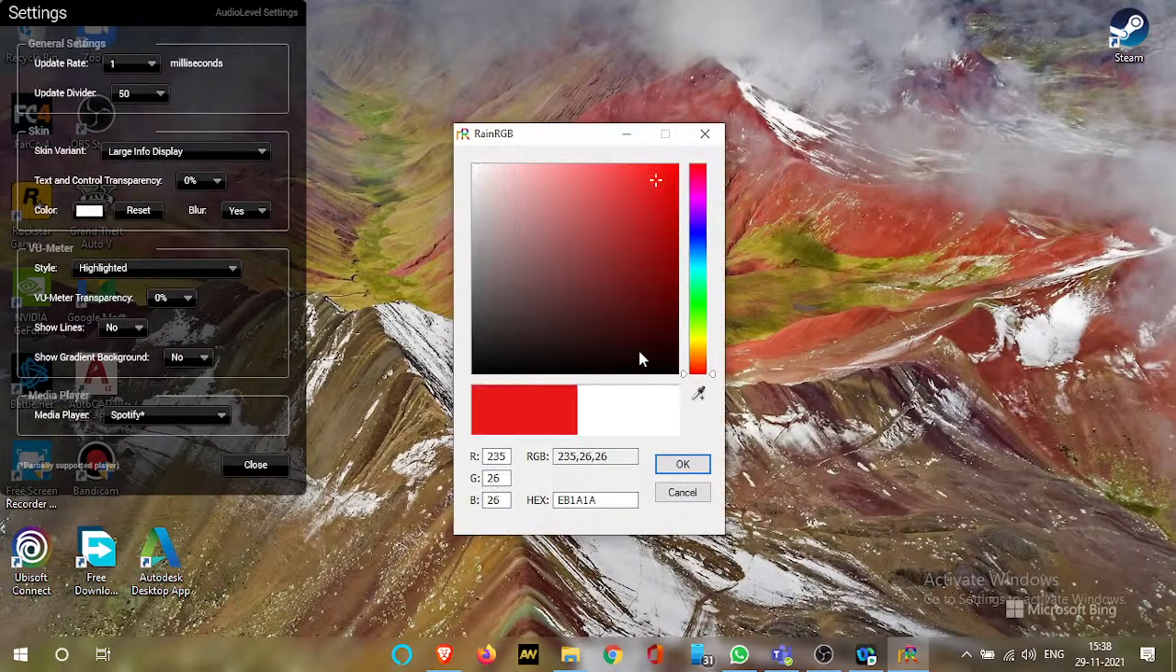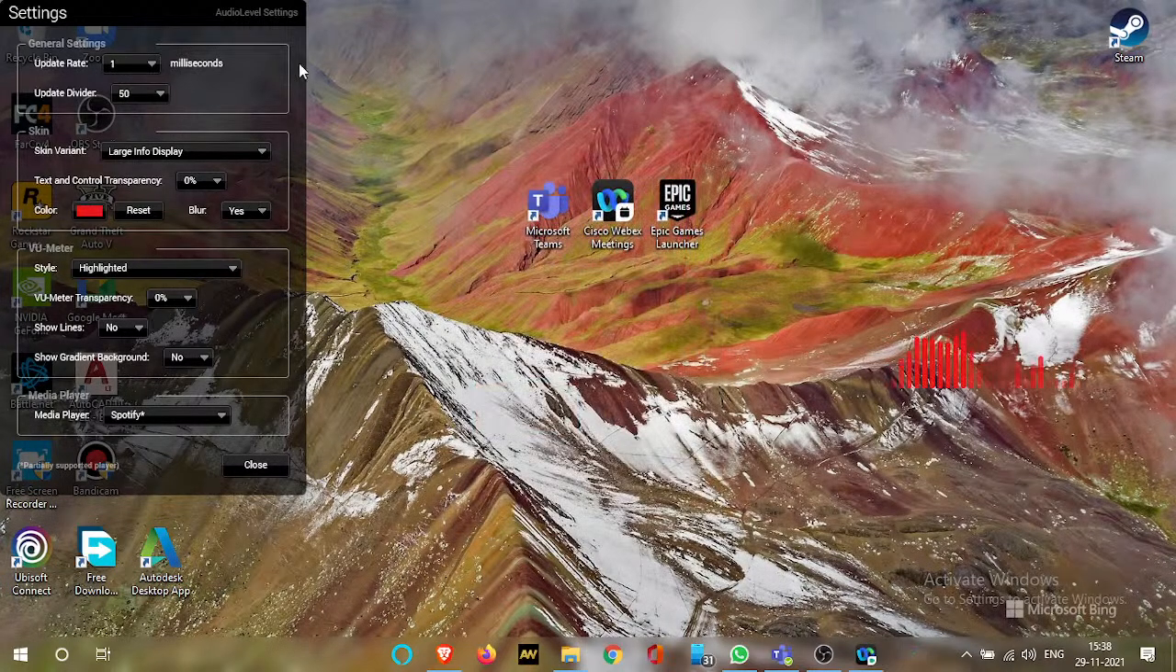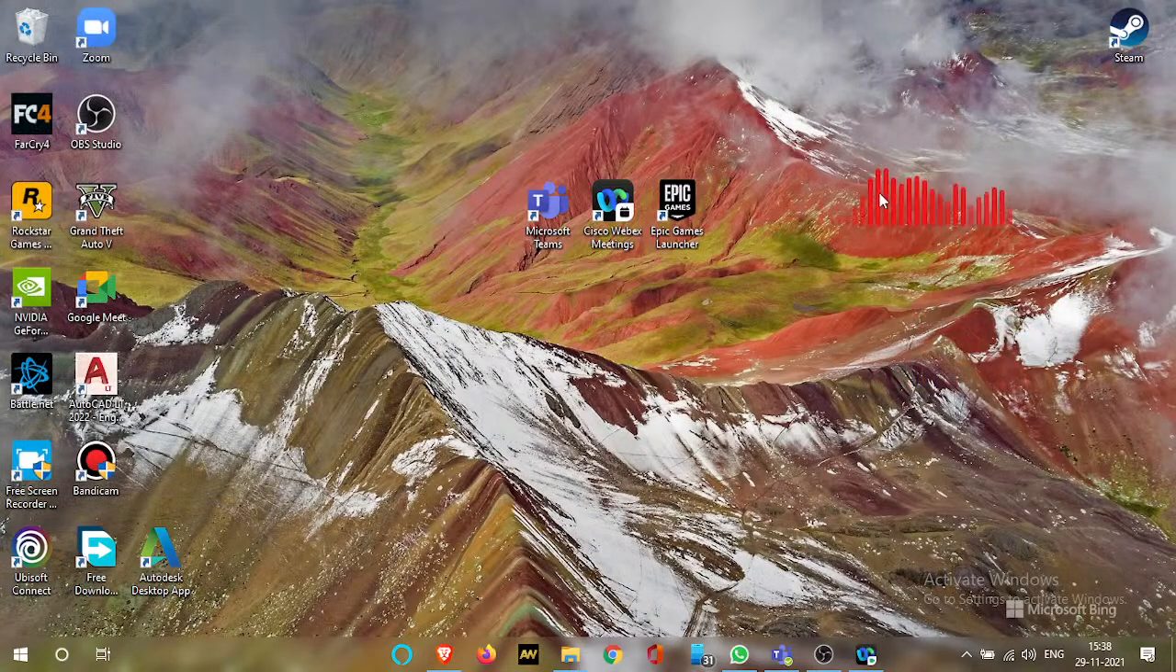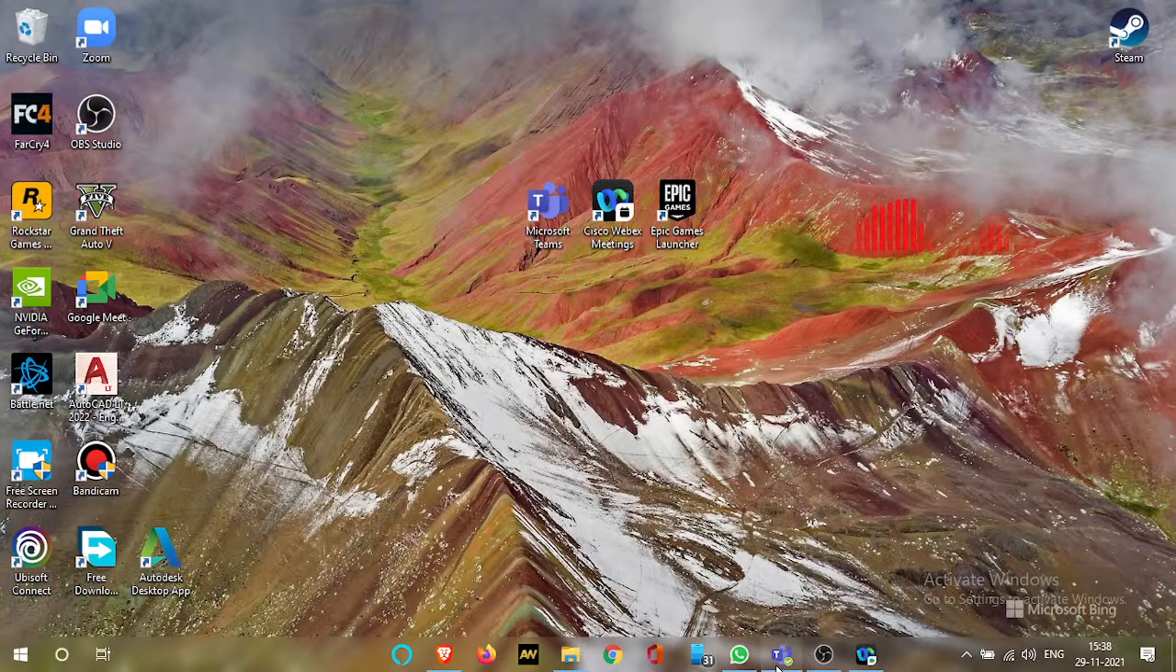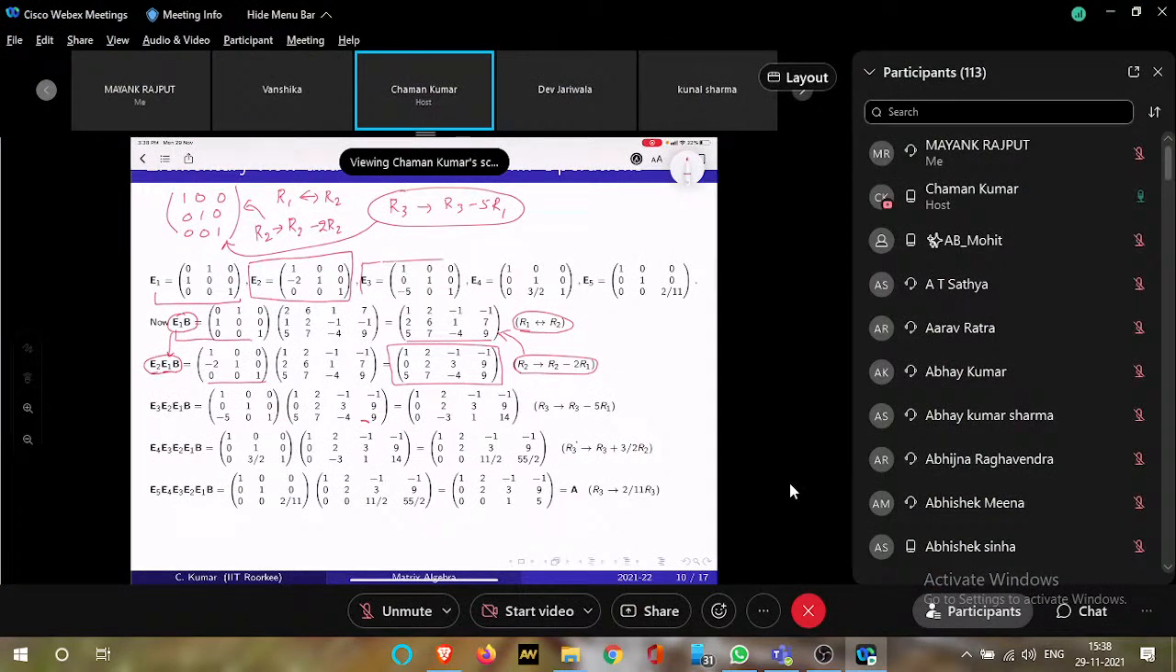Okay. Now what is the third operation that we have applied on the matrix B? The third operation is R3 minus 5R1. So apply this operation on the identity matrix. R3 minus 5R1. So you get E3. Fine.